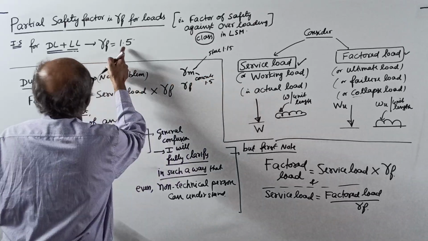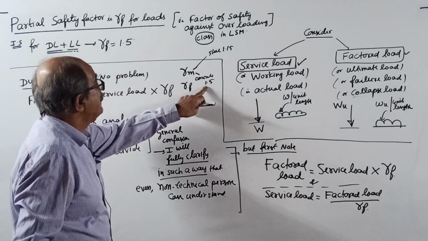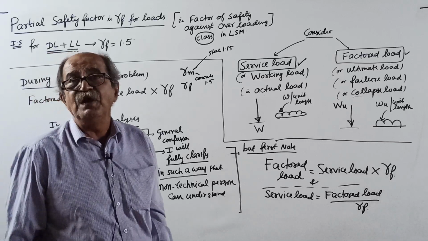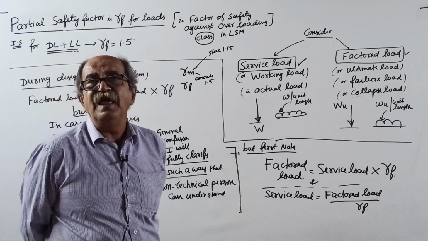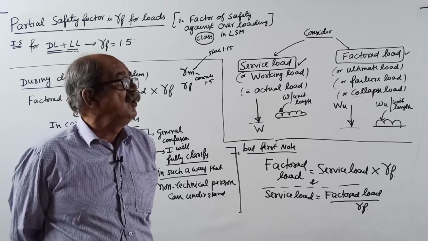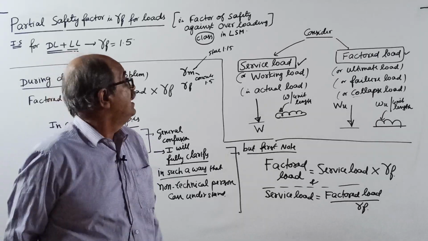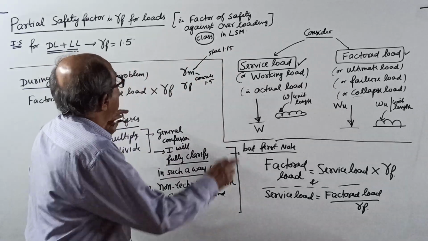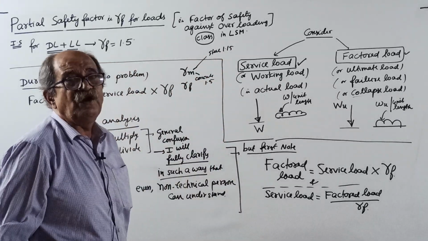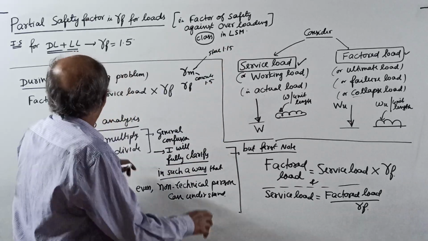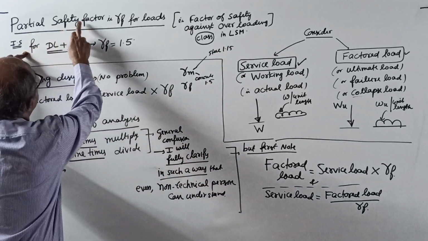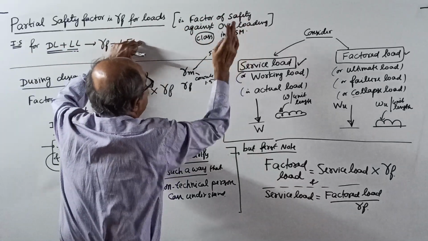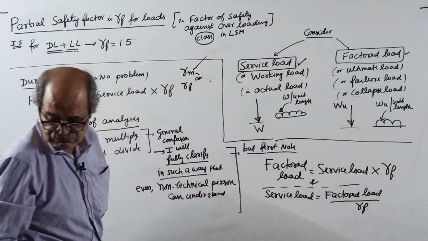This 1.5 is not this 1.5. Higher safety margin for concrete, lesser for steel, because concrete is unpredictable. You cannot tell exactly whether good concreting is done or quality is good. You require safety. But steel is well defined, factory made, 1.15. But this will not include factor of safety against overloading. So therefore, now you are coming to partial safety factor gamma F for loads, or factor of safety against overloading in limit state method.